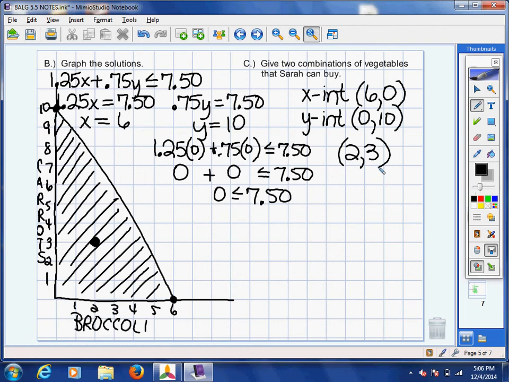I could pick another one. I could do this one right here. The name of that point is 1, 6. So that means I buy 1 bunch of broccoli and 6 packages of carrots. Okay, so I gave you 4 points. They just wanted 2 points. I'm just trying to show you that as long as you pick a point in the shaded area, or if your line is solid, you can pick any point on the line, you're good to go.